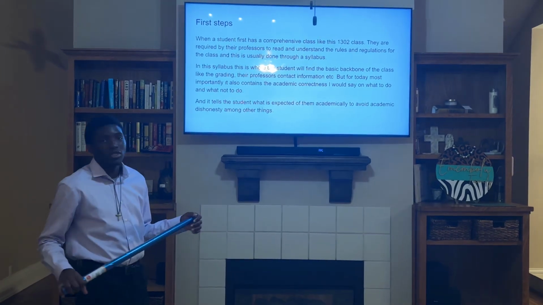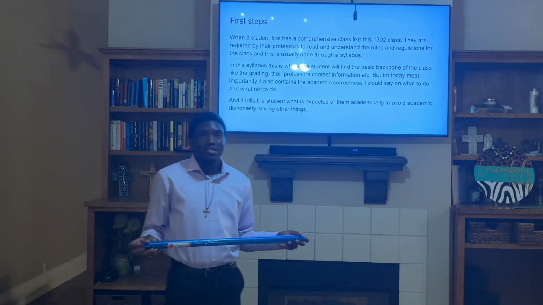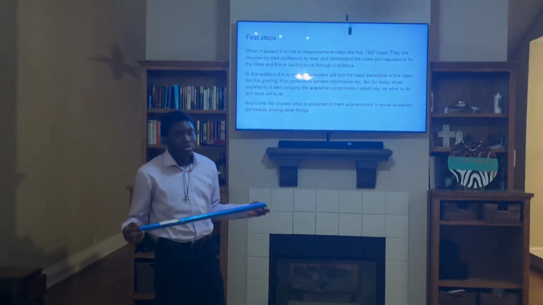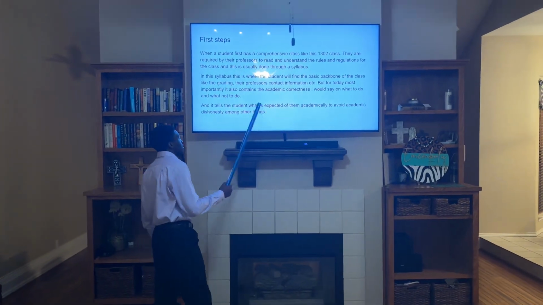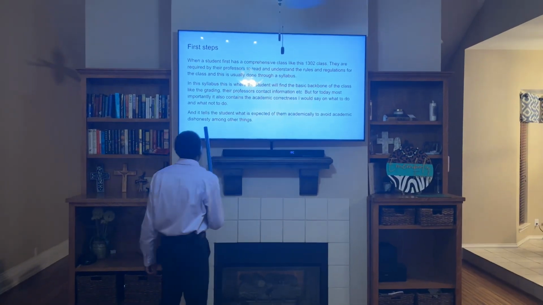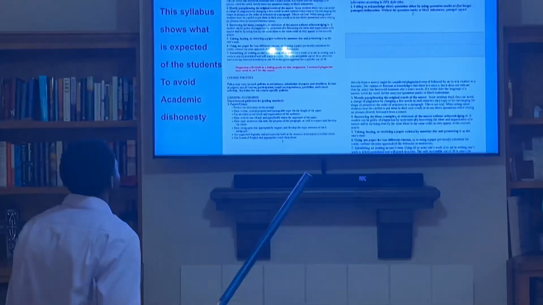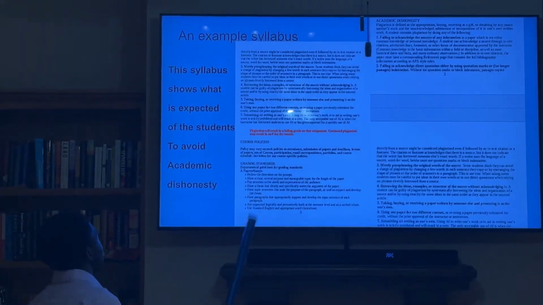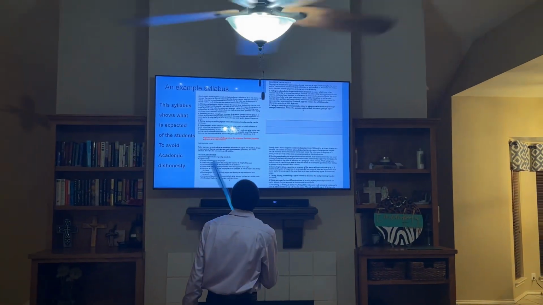But today, it's most important for the academic correctness, because it's where the teacher will put what you're supposed to do and what you're not supposed to do. It tells the student what is expected of them academically to avoid academic dishonesty, among some other things. This is an example of a syllabus. This syllabus shows what the student is expected to avoid to prevent academic dishonesty.